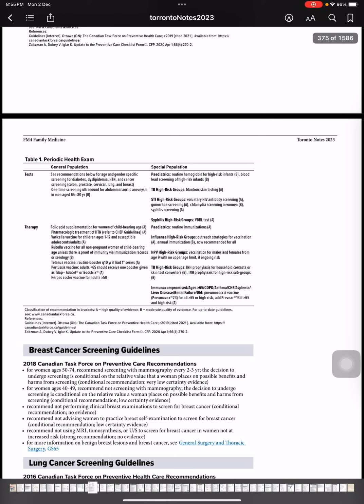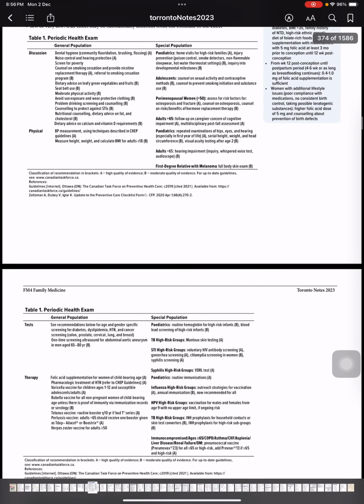Okay, so if the patient is more than 65, you have to give Prevnar 13 along with Pneumovax 23. So you usually give high risk patients Pneumovax 23, and if the patient is more than 65 and high risk, you would give Prevnar 13 as well. Okay, so these are the recommendations for the periodic health exam. Make sure you follow it.